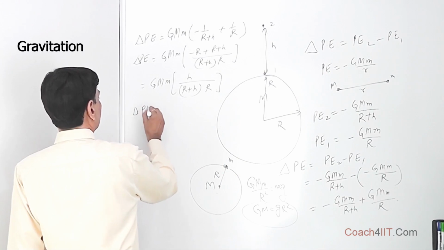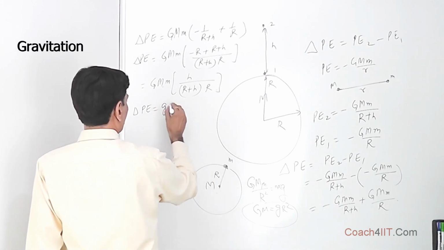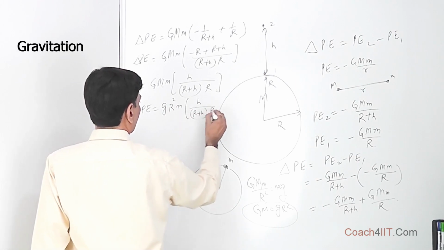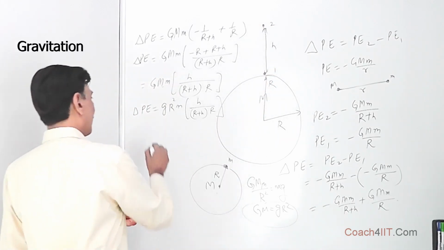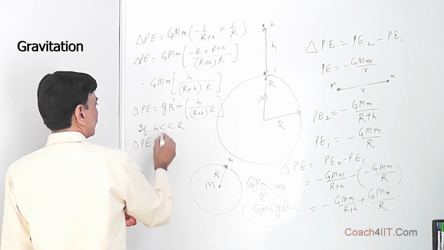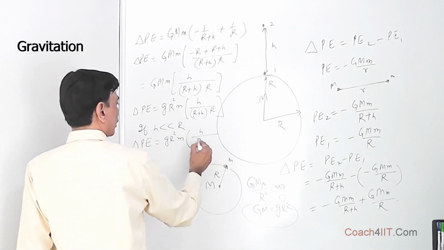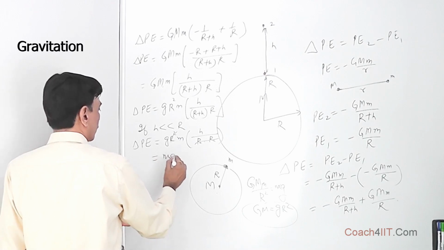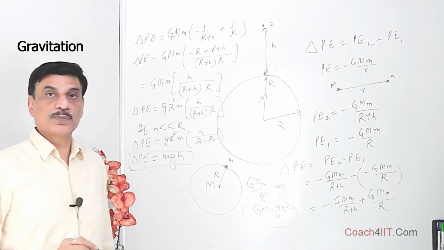This substitution we have used a number of times, we can put it over here also. So delta potential energy, that is change in potential energy when the body is raised from here to here, is, GM equal to gR square, into m h over R plus h into R. And if h is very small as compared to R, the change in potential energy is going to be gR square m into h upon R plus h is R only, R into R. So R into R is R square, which gets cancelled, so it is mgh only. So change in potential energy is mgh only when h is very small as compared to R.